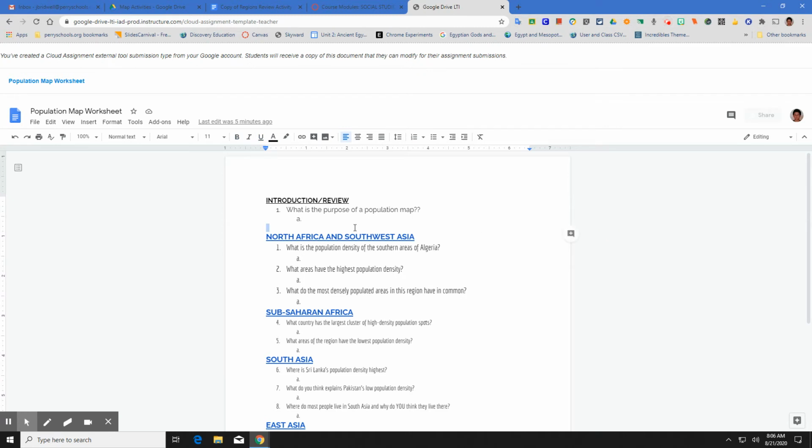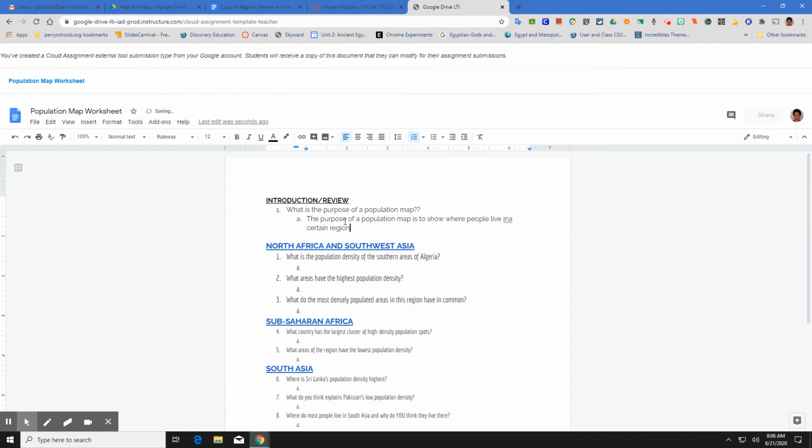So for our population map assignment worksheet today, what is the purpose of a population map? The purpose of a population map is to show where people live in a certain region. Okay. And it also shows how many people live in that certain area.